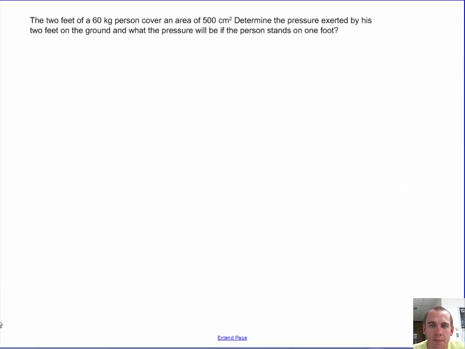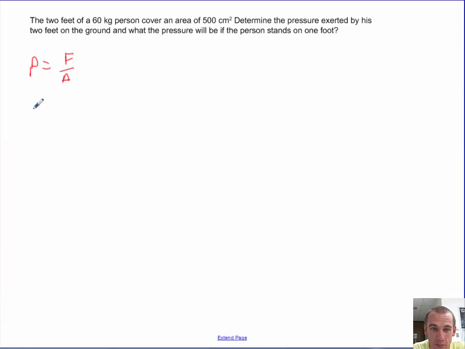Next question is a pressure problem. It says, the 2 feet of a 60 kilogram person cover an area of 500 square centimeters. Determine the pressure exerted by his 2 feet on the ground and what the pressure will be if the person stands on 1 foot. We'll recall pressure is equal to force divided by area.